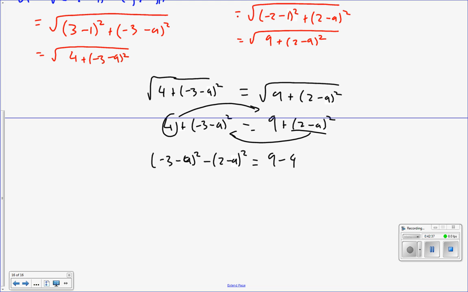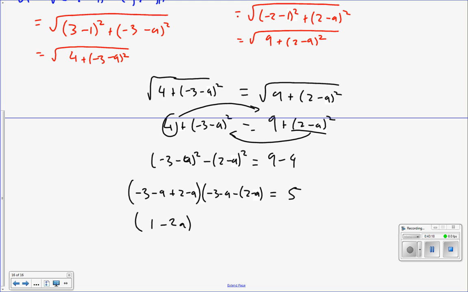Going into a little bit of quadratics, we know that that's a difference of 2 squares. So that's going to be factorised into negative 3 take a plus 2 take a, negative 3 take a take 2 take a. And that's going to be equal to 5. So we can now substitute in, solve those bits. So negative 3 plus 2 is going to give me 1. Negative a, so that's going to be negative 2a.